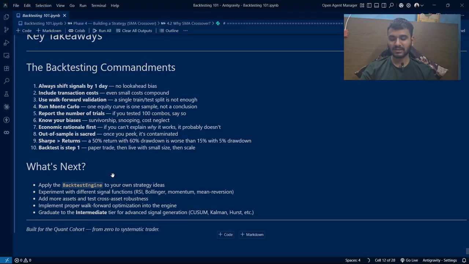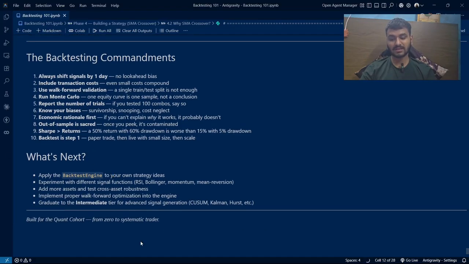What's next? Apply the backtest engine to your own strategies, experiment with different signals, add more assets, test cross asset robustness, implement walk forward optimization, and graduate to intermediate tier for advanced signal generation, right?